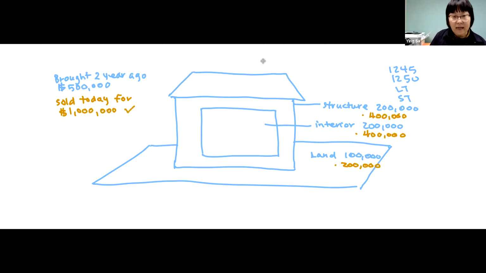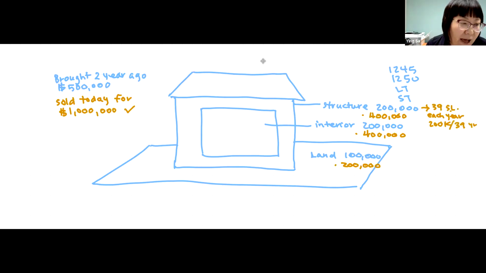Now, each component has a capital gain component, and every component is different. They may have 1245, they may have 1250 recapture, so let's take a look at it. So now we are going to look at the building structure. Building structure, I depreciated this thing for 2 years. So I'm going to continue to use the gold color representing how I calculate the capital gains. So 400,000, but on my book, I already depreciated this 200,000 for 2 years, right? Because it's 39 years straight line. So each year, I would depreciate 200,000 divided by 39 years.